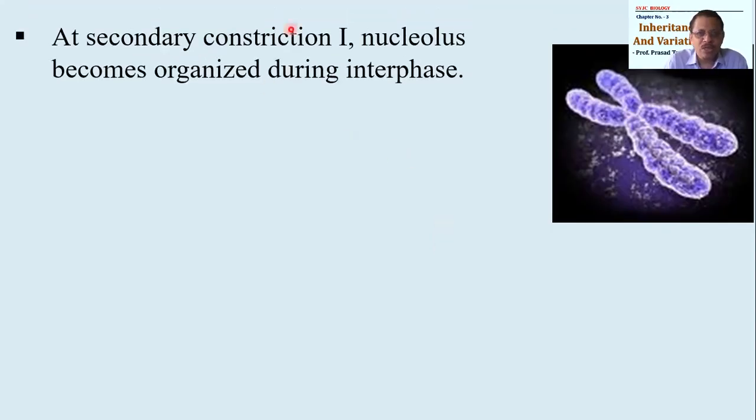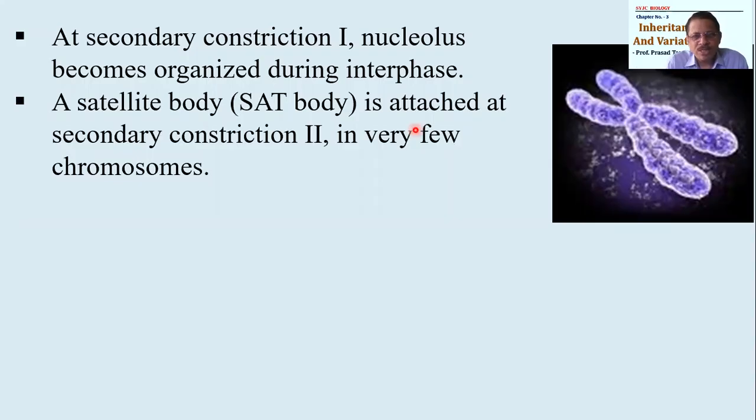At secondary constriction, now secondary constrictions क्या है? जैसे primary constriction है वैसे secondary constriction है. There may be one or two, we have said. So at secondary constriction 1, what will happen? The nucleolus becomes organized during interphase. That's why it is called nucleolar organizer. Primary constriction को क्या, secondary constriction को क्या कहा जाता है? Nucleolar organizer. So what is nucleolus? Nucleolus is a subnuclear structure where the secondary constriction of each and every chromosome will contribute, and this is a place where RNAs are formed, ribonucleic acid are formed. So that's an idea behind it. A satellite body or SAT body will be attached to the chromosome at secondary constriction.